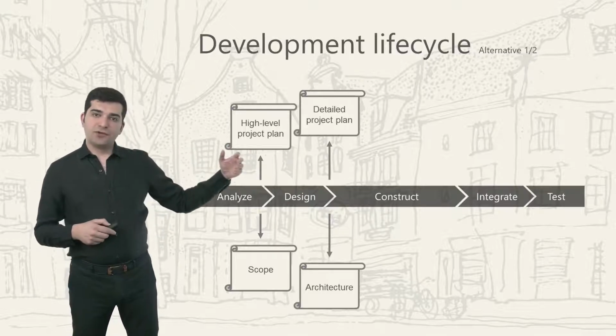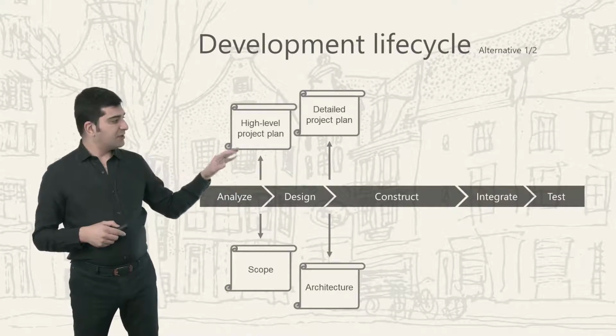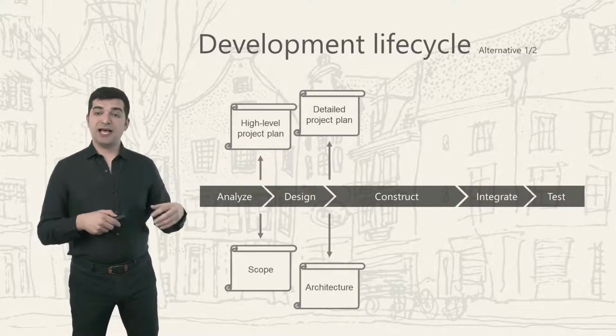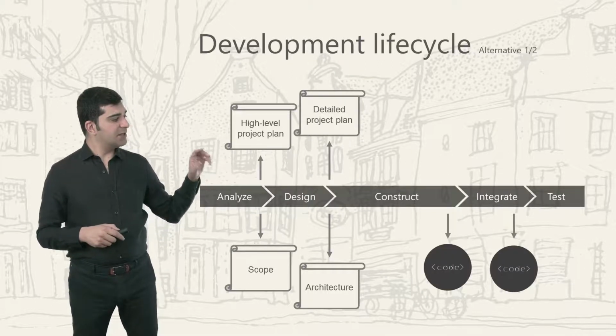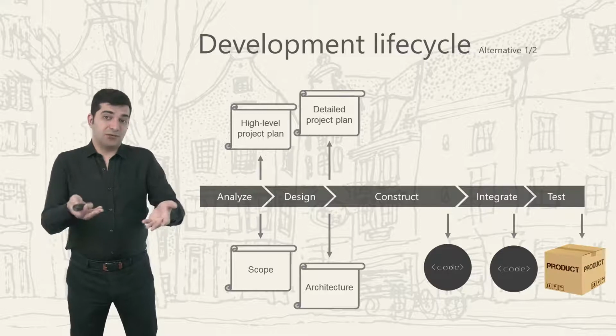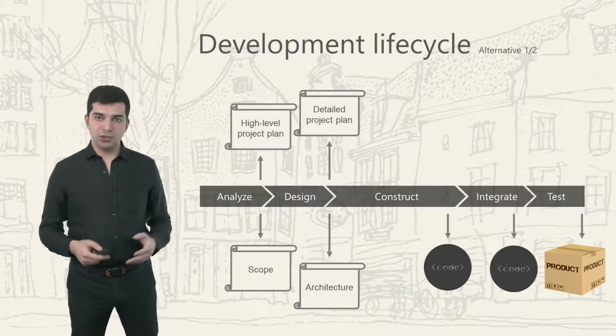We have other deliverables in this type of project. At the end of construct and integrate, we will have pieces of code. And at the end of the project, we'll have the product. That's a product that we can give to the customer or to the end users and let them use them.